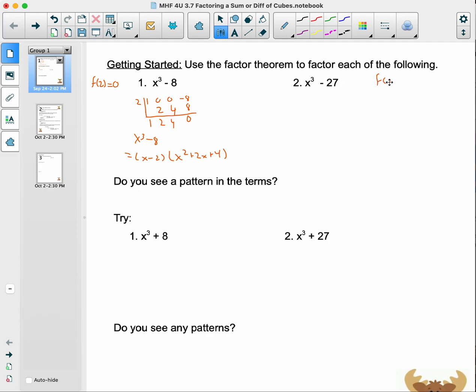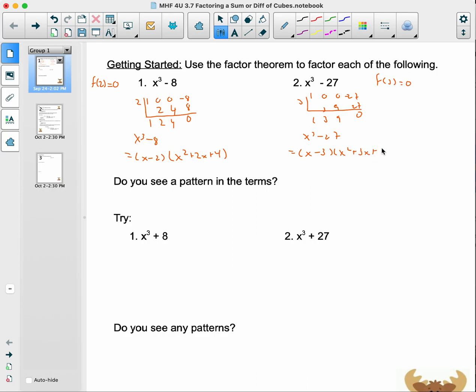This one would be like f at 3 equals 0. So same thing. 1, 0, 0, -27, 1, 3, 9, 27, and 0. So in its factored form, this guy looks like that.